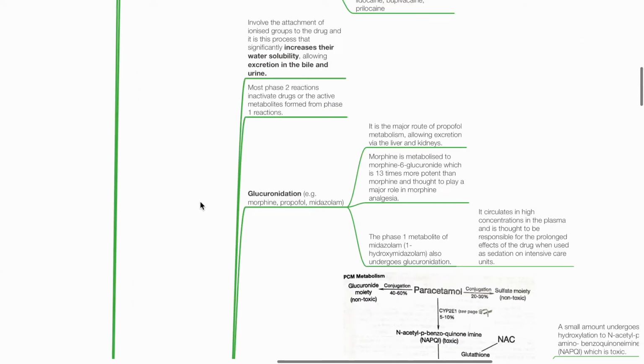This involves the attachment of ionized groups to the drug, and it is this process that significantly increases their water solubility, allowing excretion in the bile and urine. Most phase 2 reactions inactivate drugs, or the active metabolites formed from phase 1 reactions. Drugs undergoing glucuronidation include morphine, propofol, and midazolam. This is the major route for propofol metabolism, allowing excretion via the liver and kidneys.